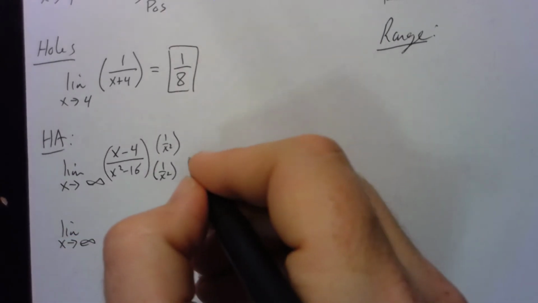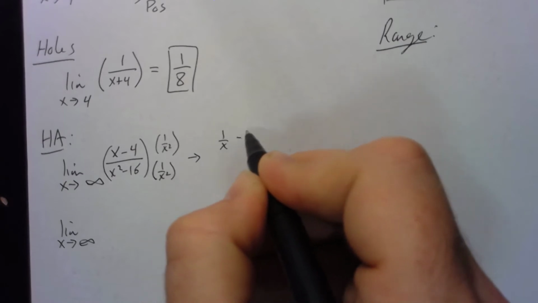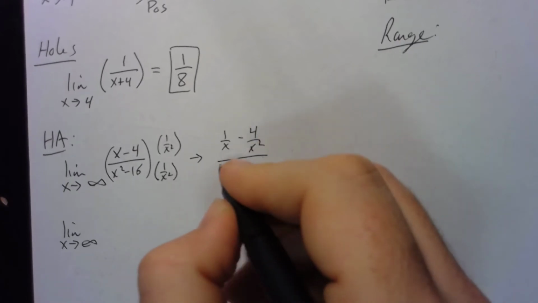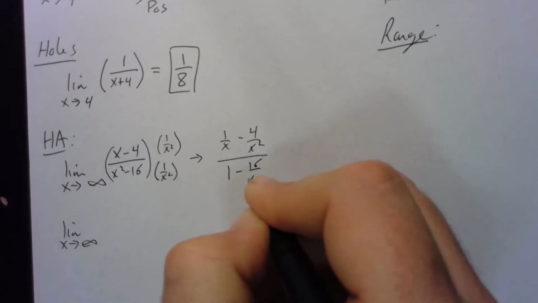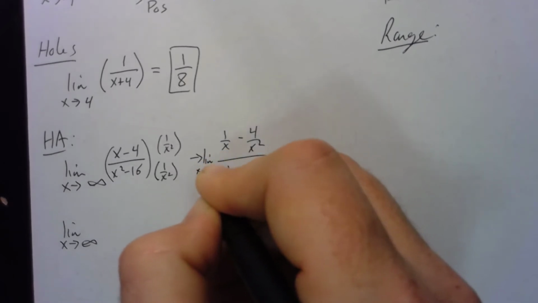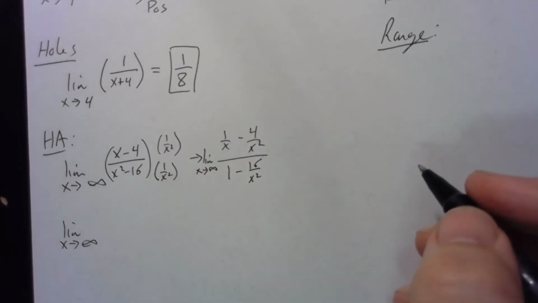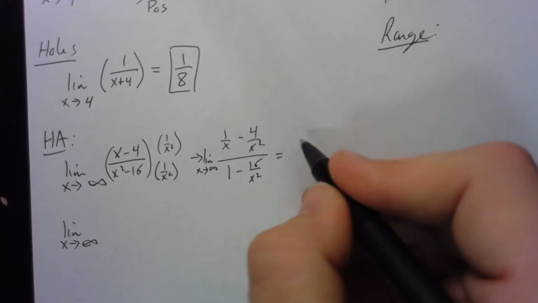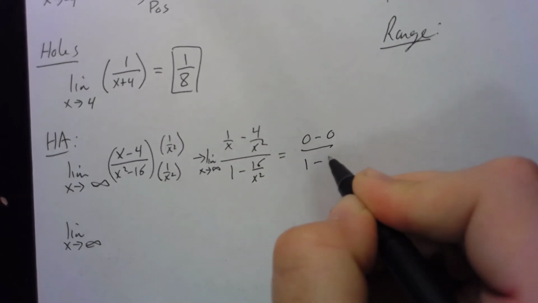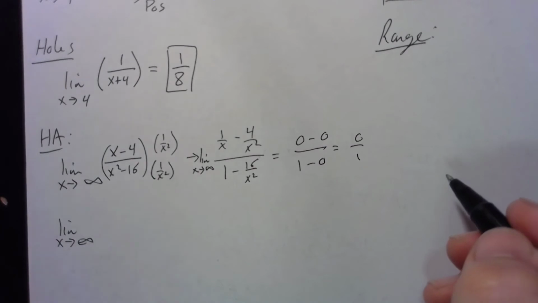You'll notice on top we'll end up with (1 over x minus 4 over x squared) divided by (1 minus 16 over x squared), making sure that I still have that limit sitting in there because I didn't evaluate that yet. As x goes to infinity, the top is 0 minus 0 divided by 1 minus 0, which is 0 over 1, and that's mathematically acceptable.